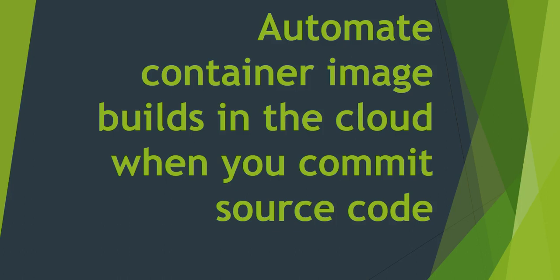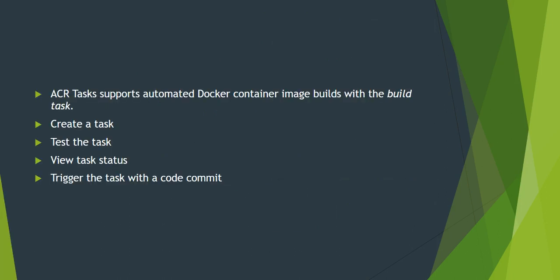In this video, we will see how to automate container image builds in the cloud when you commit the source code. ACR, Azure Container Registry tasks, like the Azure CLI, have Azure Container Registry task commands, which support automated Docker container image builds with the build task. We can create a task, test the task, view the task status, and trigger the task with the code commit. So let me log on to the portal and show you the steps that we will be doing.